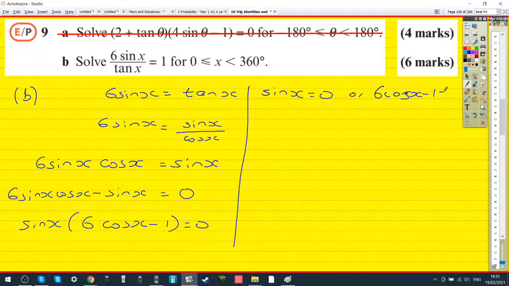Well done. And yeah, might as well solve it. So the inverse sine of 0 is 0. And then the other one is 6 cos x equals 1. Then divide by 6 on both sides, and then do the inverse cos of 1 over 6. What do you get?